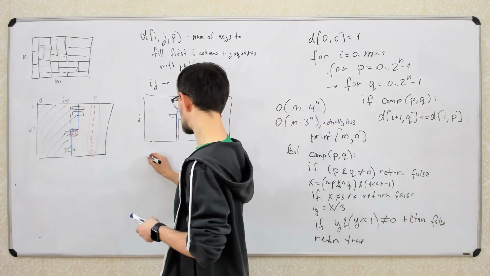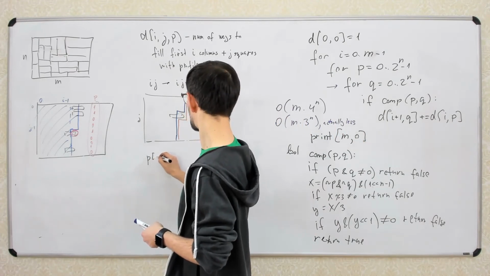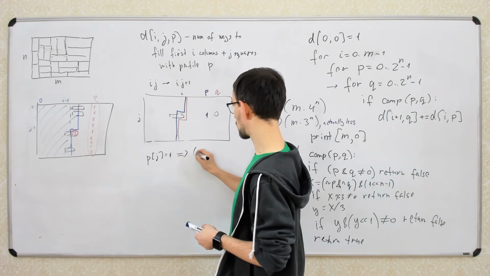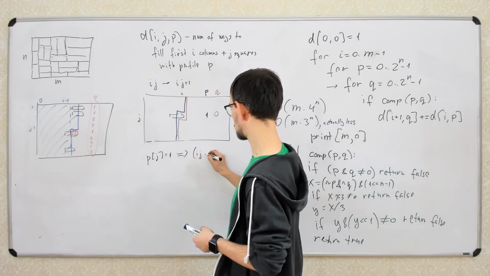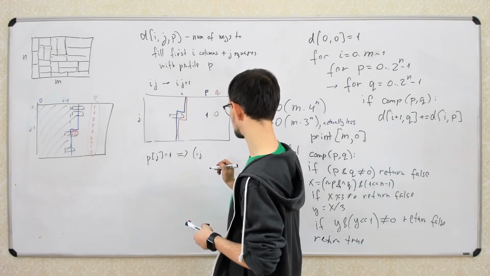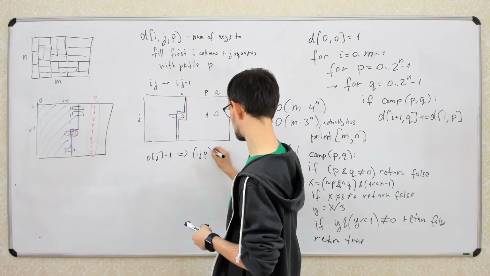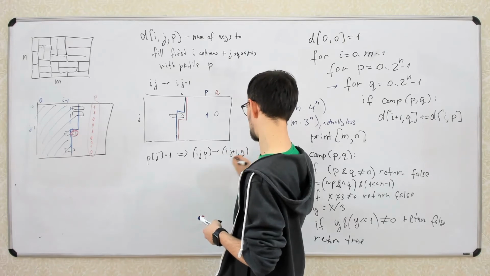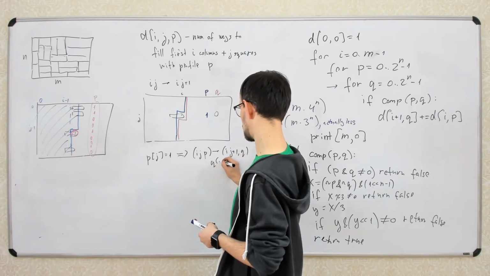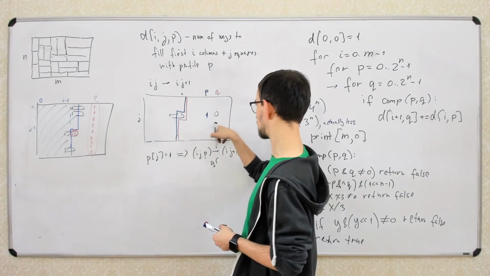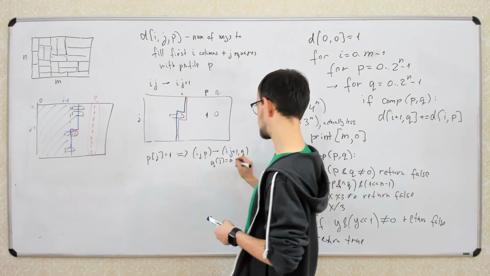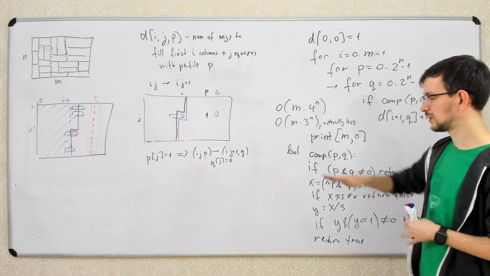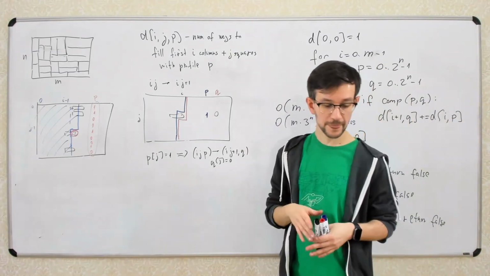That's right. So if P of j equal to 1, then we move from ij P to ij plus 1 Q, and Q will be the same as P, but in position j it will have 0. A little bit more schematic, but good enough.